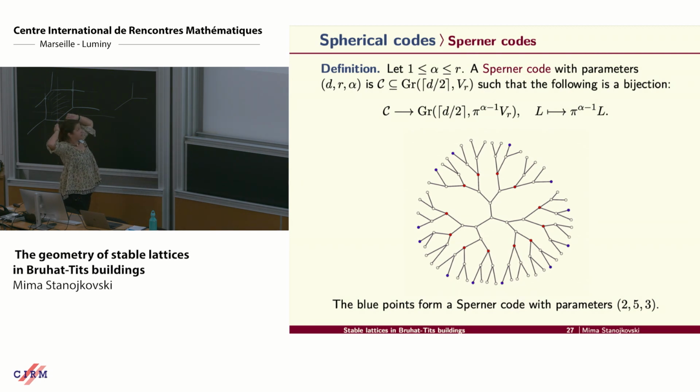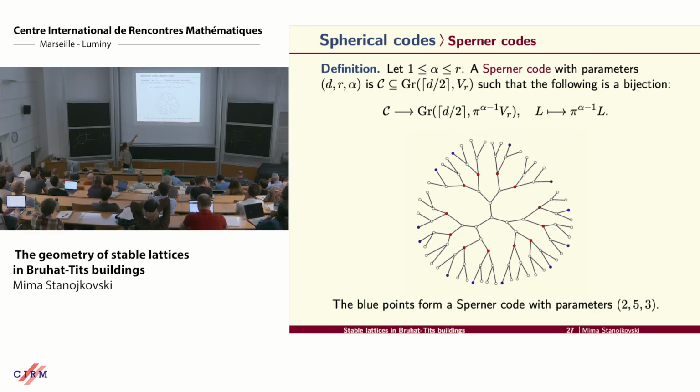distance. Then we define a Sperner code, or Sperner, I guess he was German, by saying that we pick elements on the sphere that once we take the translation by p to the alpha minus 1, they hit all the elements that live alpha minus 1 steps away in the Grassmannian of half size. So here is a picture. In this case, alpha is equal to 3, so we want to achieve distance 6.